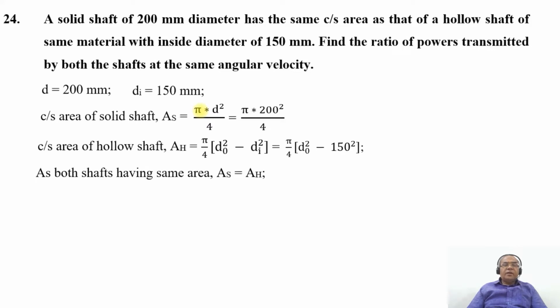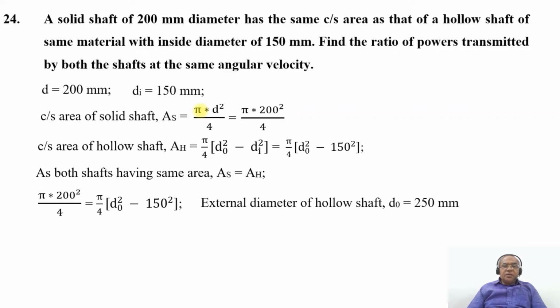As both the shafts have the same cross-sectional area, As will be equal to Ah. So equating these two, pi by 4 into 200 square equals pi by 4 into d naught square minus 150 square. Pi by 4 gets cancelled. Therefore, the external diameter of the hollow shaft d naught will be equal to 250 mm on simplification.